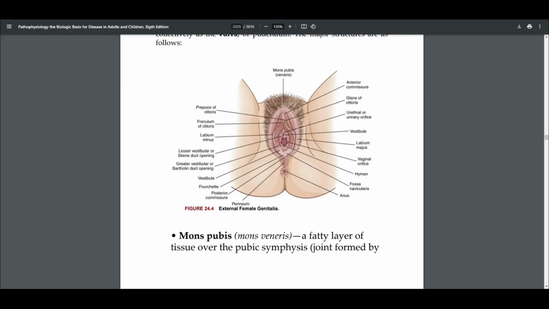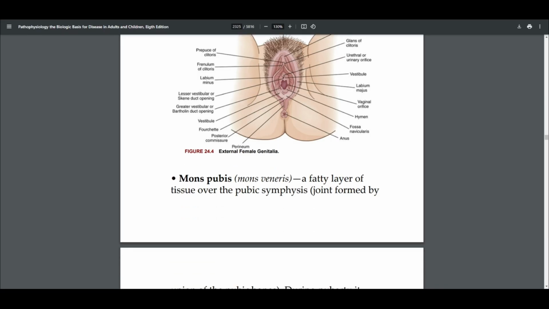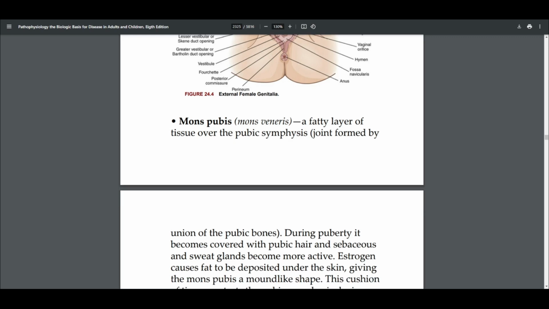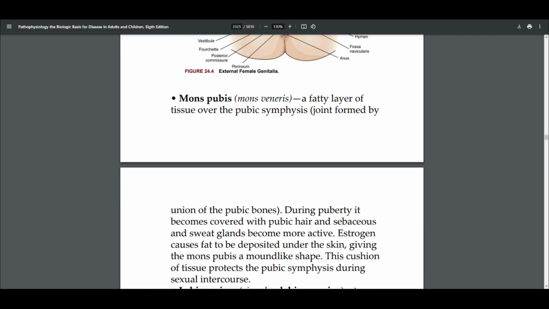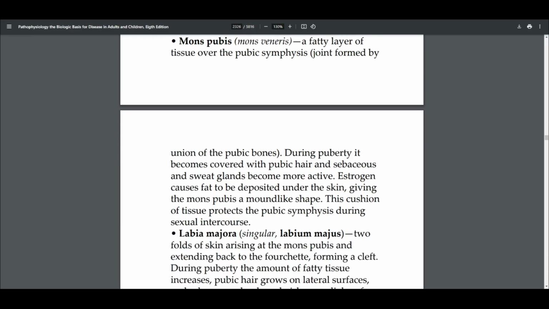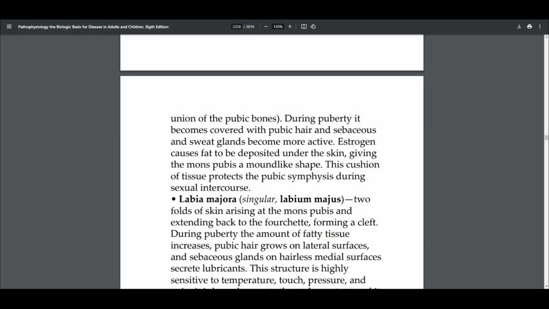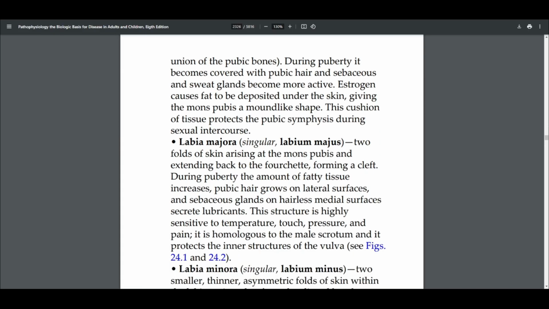Again, hit pause if you're unfamiliar or need an anatomy refresher. The mons pubis, or mons veneris, a fatty layer of tissue over the pubic symphysis. During puberty, it becomes covered with pubic hair, and sebaceous and sweat glands become more active. Estrogen causes fat to be deposited under the skin, giving the mons pubis a mound-like shape. This cushion of tissue protects the pubic symphysis during sexual intercourse.